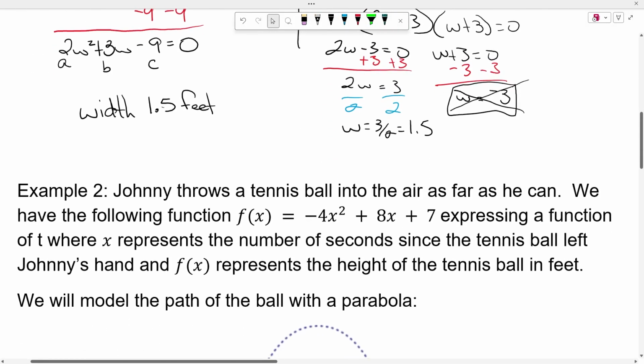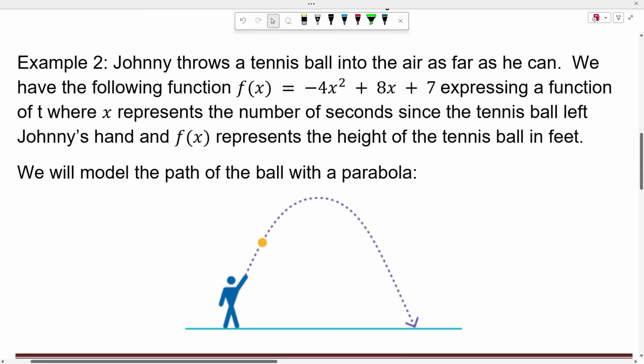In this example here, Johnny throws a tennis ball into the air as far as he can. We have the following function, which is given to us here, expressing a function of t where x represents the number of seconds since the tennis ball left Johnny's hand, and f of x represents the height of the tennis ball in feet. And we model it by the path shown here with this parabola.